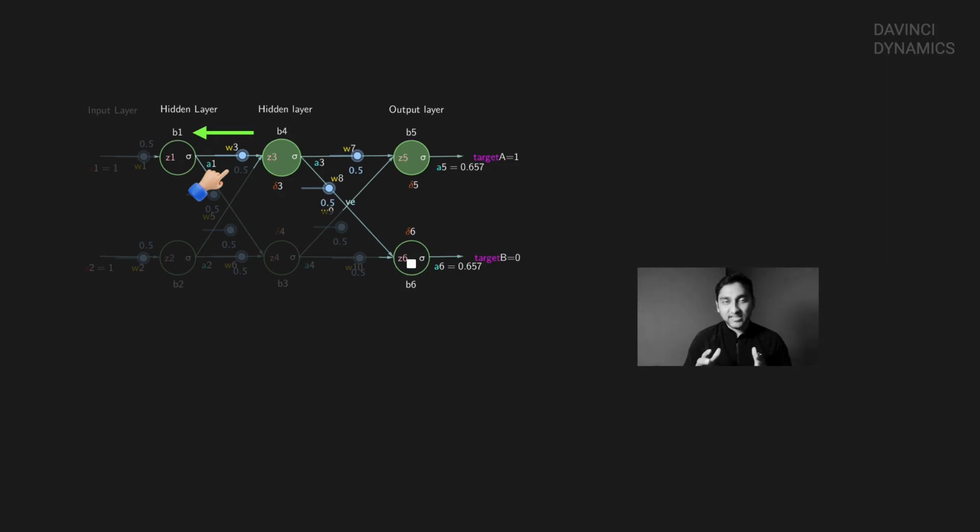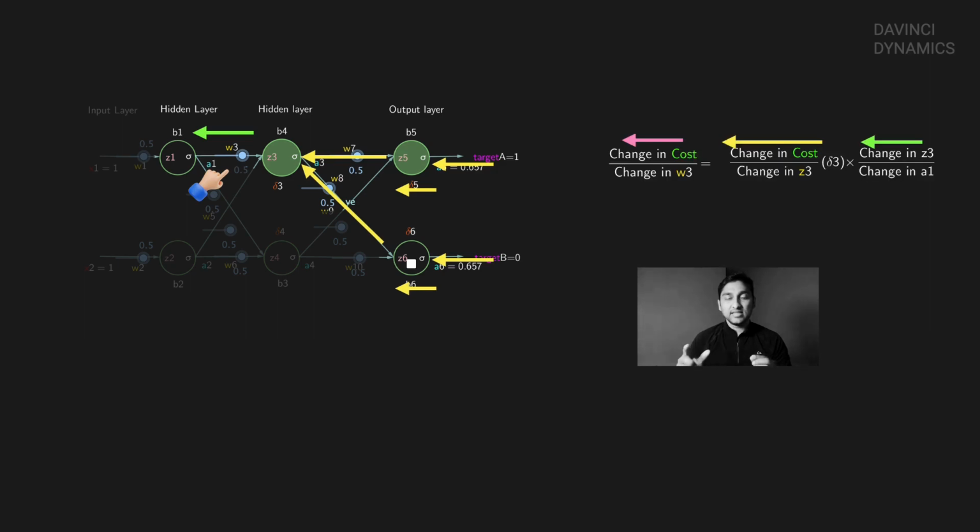Let's focus on updating weight W3. To figure out how a change in W3 affects the cost, we need to consider the path from W3 to the cost. We have already calculated how a change in Z3 affects the cost. That's our delta 3, so we can reuse delta 3. Now we need to consider how a change in W3 affects Z3. If you recall, Z3 is calculated as W3 times the activation at node Z1. So a small change in W3 will result in a corresponding change in Z3 scaled by the activation at node Z1.